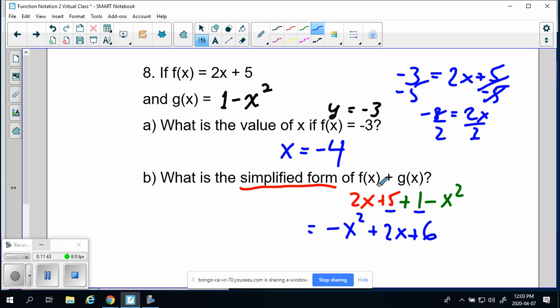If they did give you numbers to put in, like if they wanted f of 1 and g of 1, you could plug it into them separately and then add them at the end. Or you could simplify your expression and plug it in at the end. But I think for most students, it makes more sense and you're less likely to make a mistake by processing this and then processing that and then adding them together at the end.